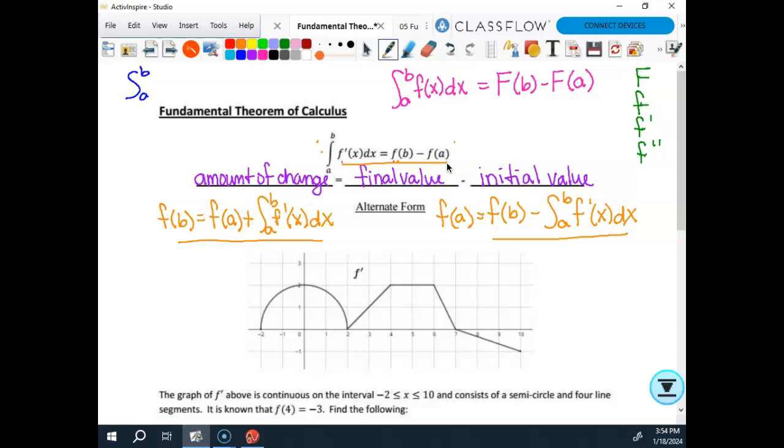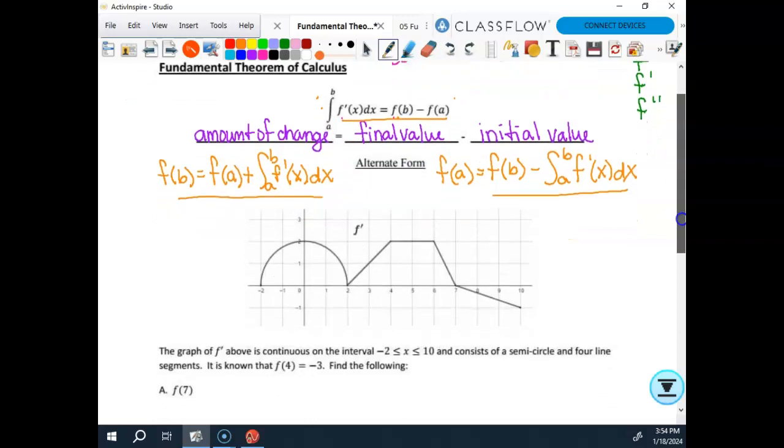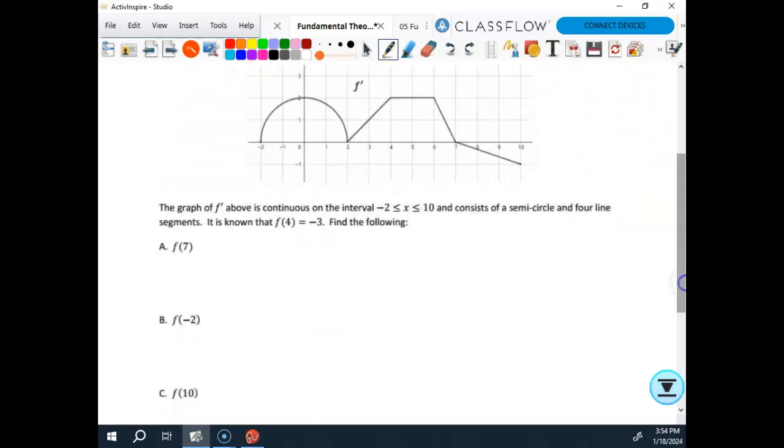So let's see how this works. We have this graph, and we're not estimating anything with Riemann sums. We're going to be able to find actual areas. We want to pay attention to the fact that this is a graph of f prime, so we know what we're looking at, so we don't go doing weird things. So the graph of f prime above is continuous on the interval from -2 to 10. That's something they told us and something we can see. And it consists of a semicircle and 4 line segments.